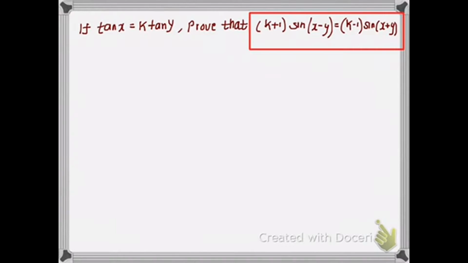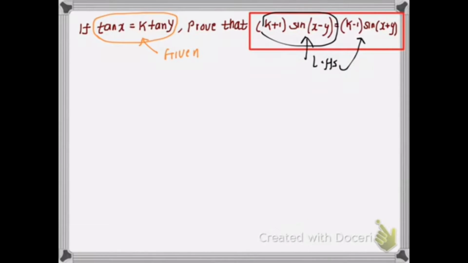Back. So today we'll be looking at another type of question based on trigonometric ratios of multiple angles, and here we are given our condition. Given tan x is equal to k tan y, and what we have to prove is we have to take the left hand side of this equation and try to solve for our right hand side.